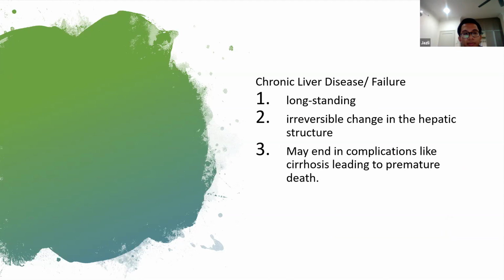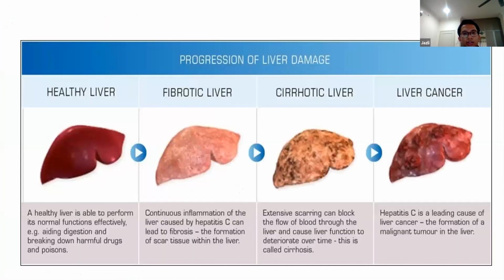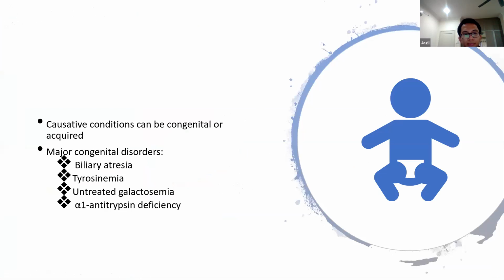And also, in certain cases, Wilson's disease should be excluded. But the most common is still the infective cause. So you can see the causative conditions can be congenital or acquired. So for chronic liver disease, we divide whether it's congenital or acquired.